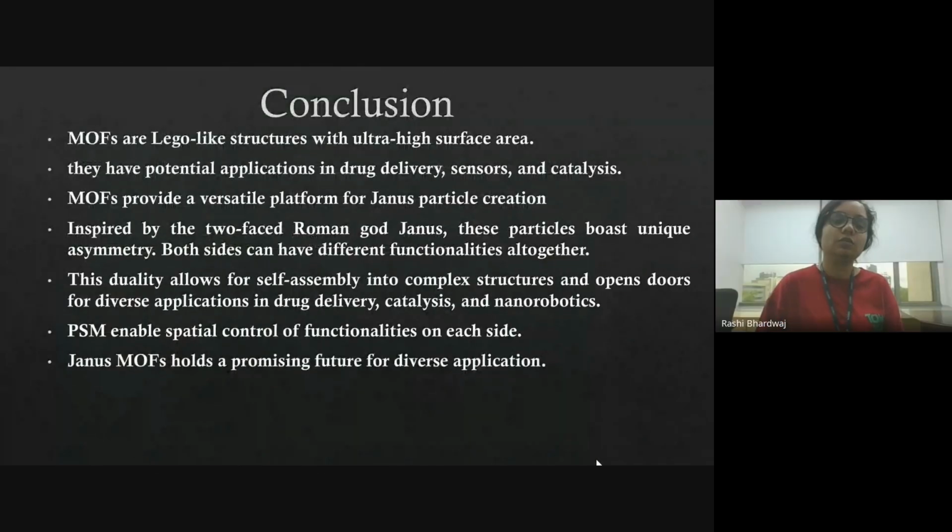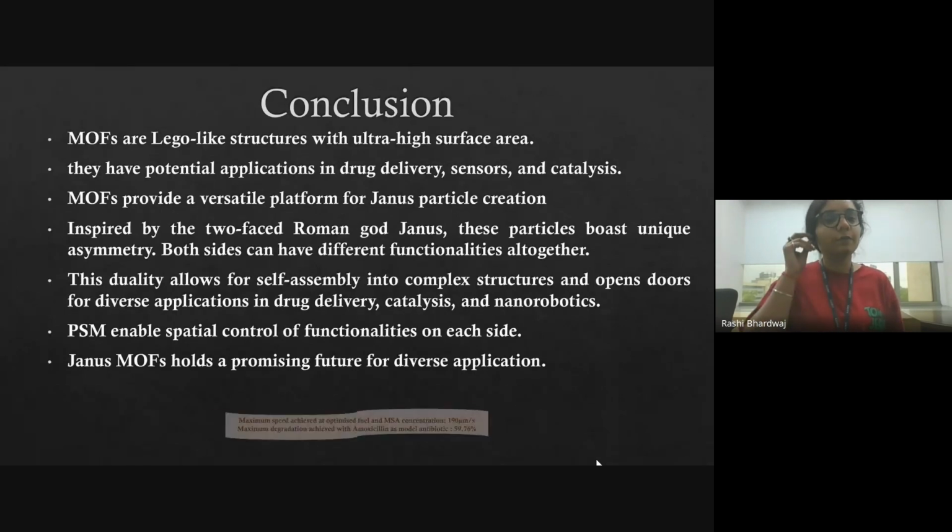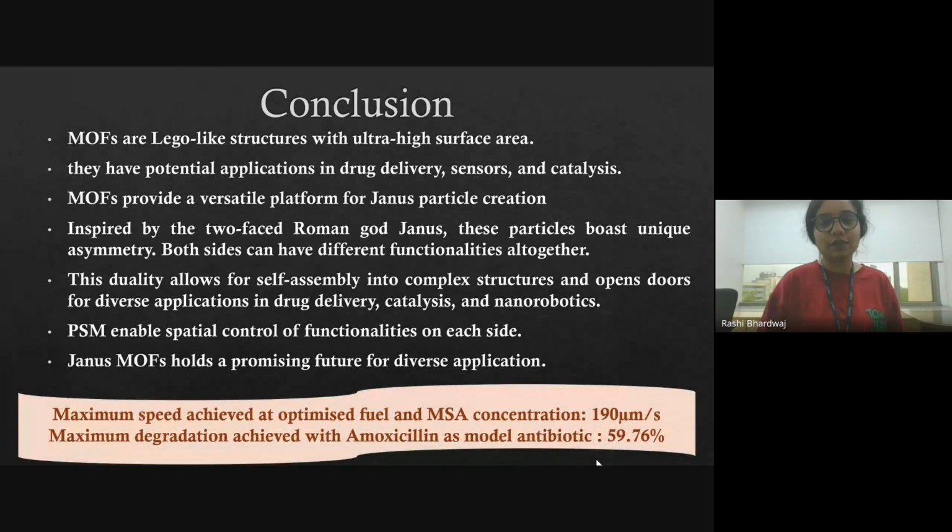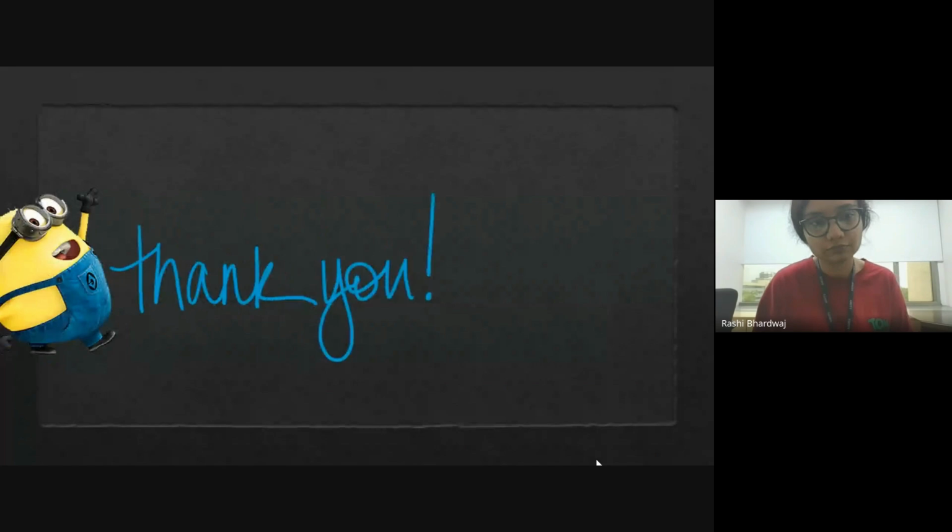The conclusion is that we have employed MOF as a base material and further modified it to make Janus particles, and this duality allows for the assembly into complex structures and opens doors for diverse applications, which in our case is catalysis. And we have optimized the speed at 190 micrometers per second with degradation of 59.76 percent in less than 1 hour. Thank you.